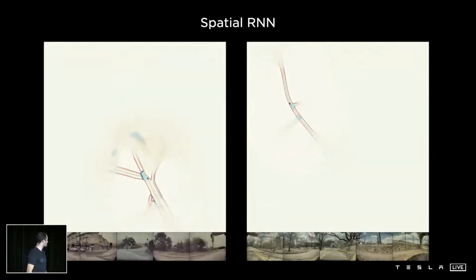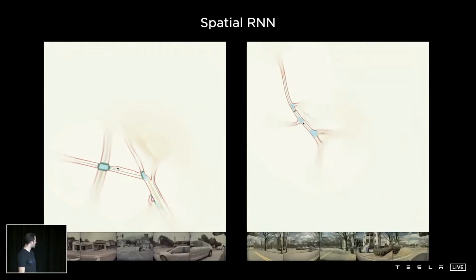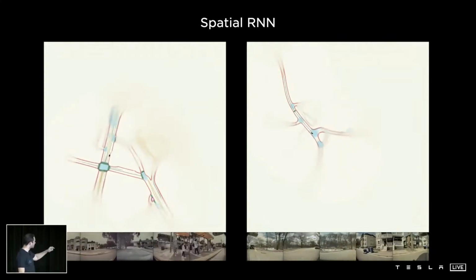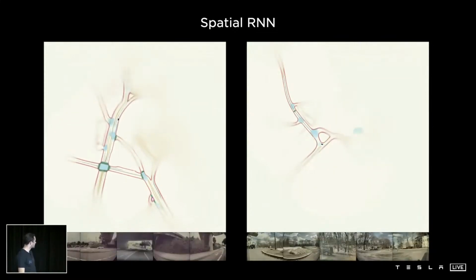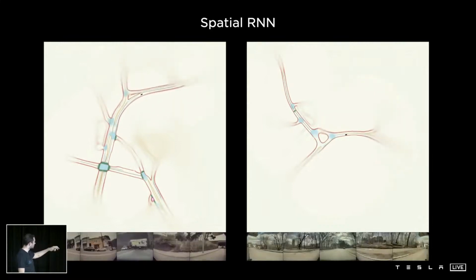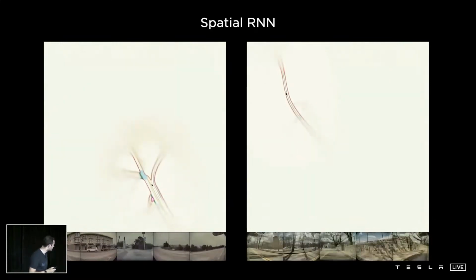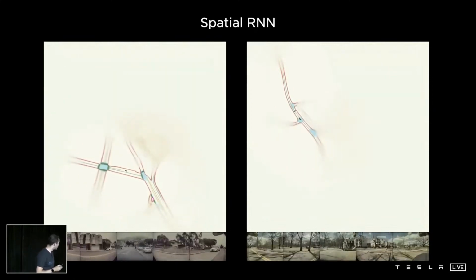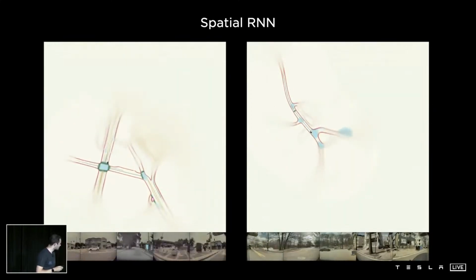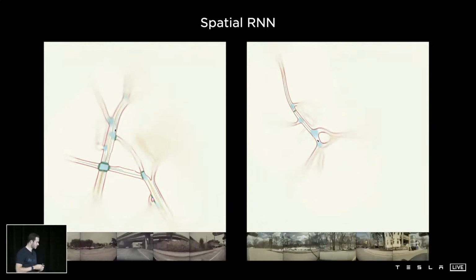Here's a few predictions that show what this looks like. So here we are making predictions about the road boundaries in red, intersection areas in blue, road centers, and so on. We're only showing a few of the predictions here just to keep the visualization clean. And yeah, this is done by the Spatial RNN.